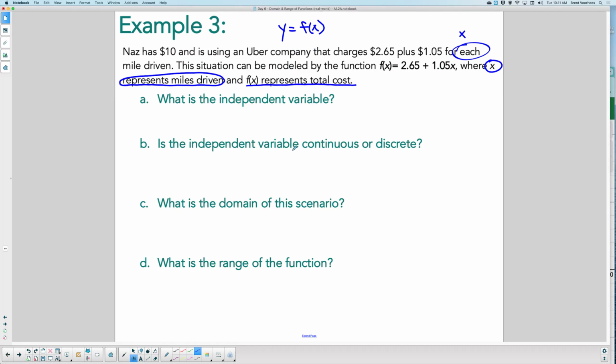All right, you tell me now. Rather than me just do it, you tell me, what is the independent variable in this problem? What is the independent variable? We're on example 3. What's the independent variable? What letter is the independent variable? X. Now, what does X stand for in the problem? Number represents miles driven. That's right. Miles driven. Whoops, got dyslexic. Miles driven.